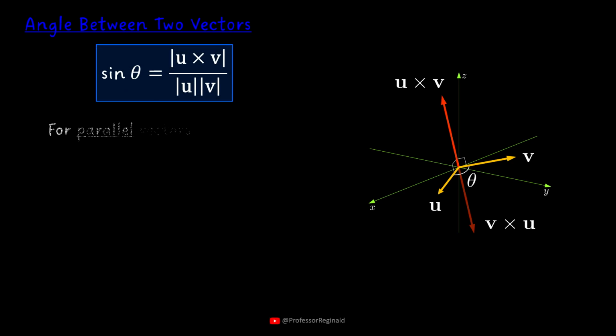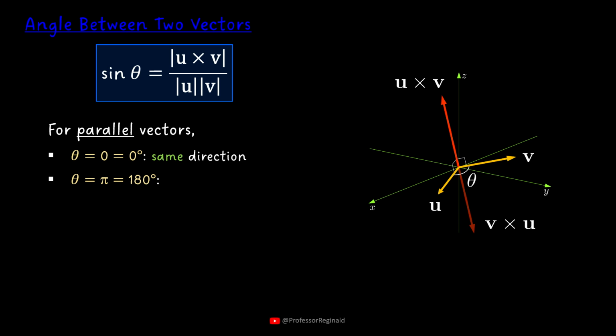For parallel vectors, that is, theta is 0 or 180 degrees, which means they point in the same or opposite directions, respectively, the cross product is the zero vector. Hence, the norm of the cross product is equal to 0.